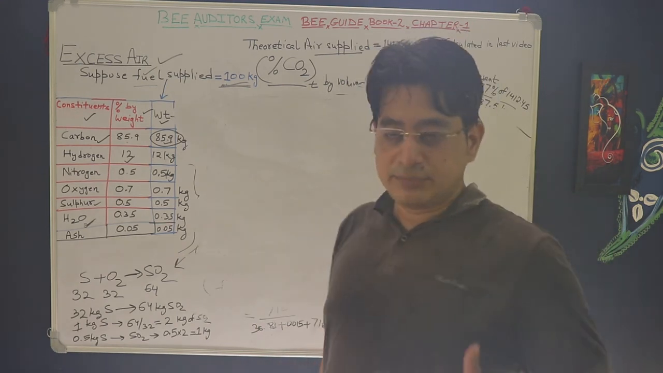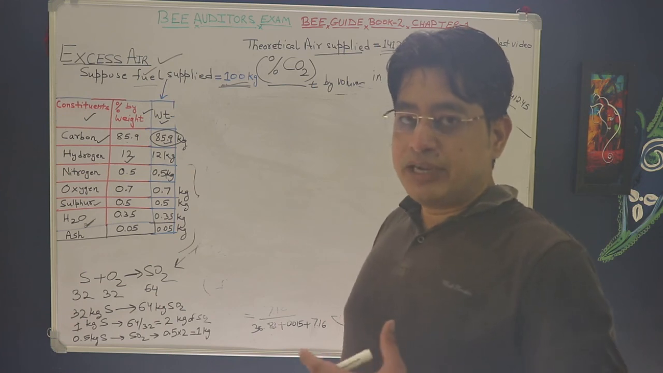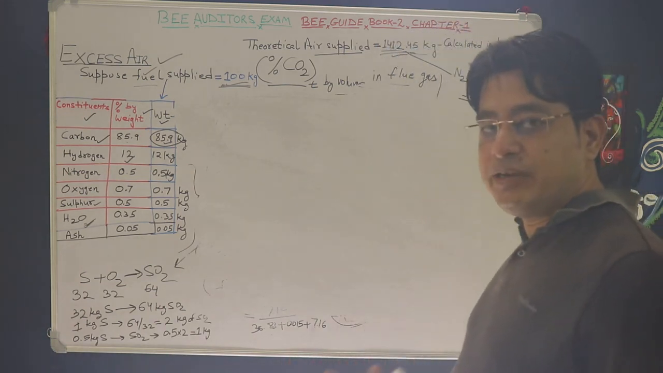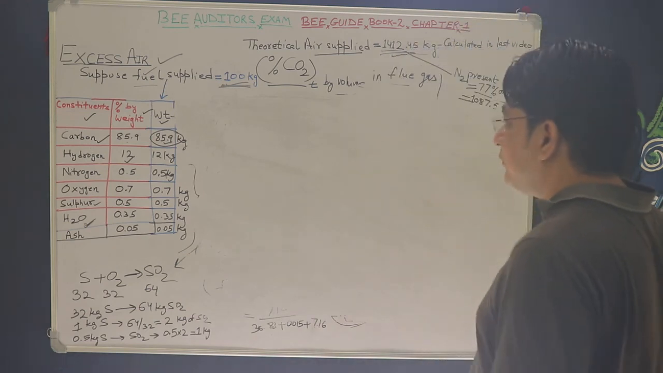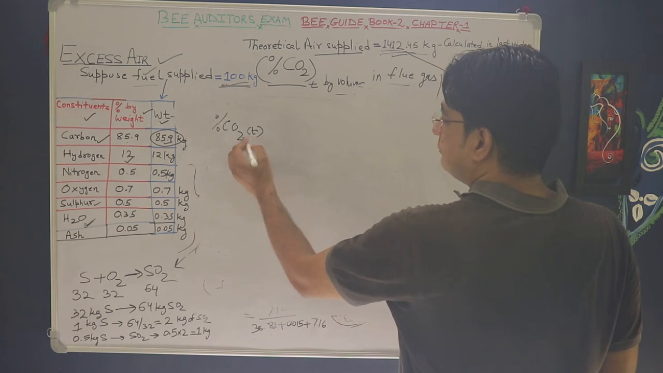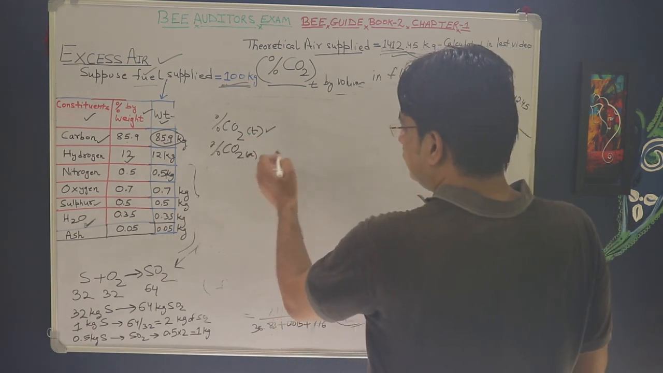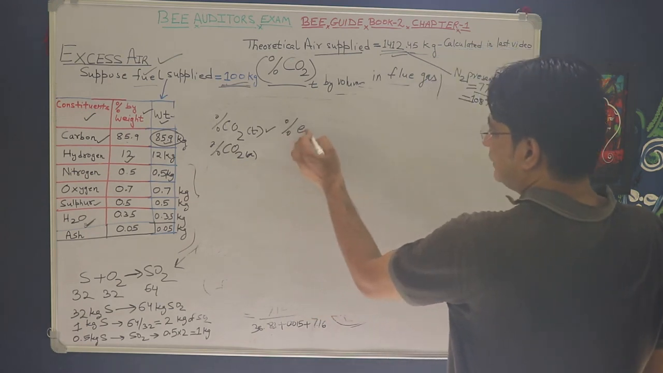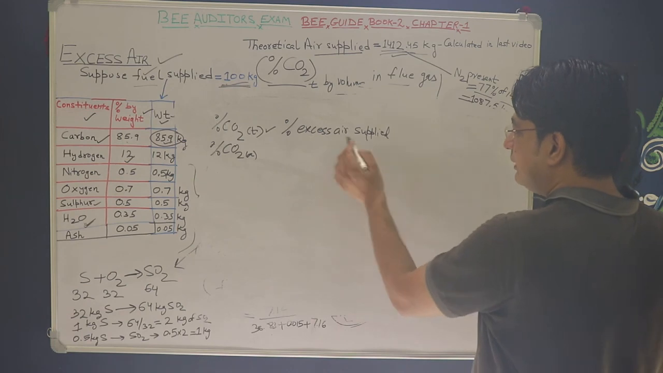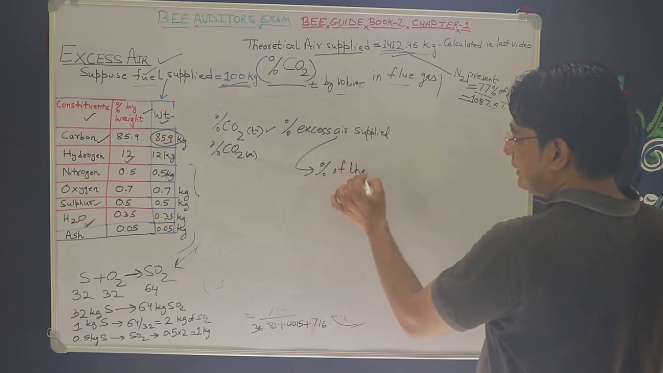Now friends, a few concepts are also important, and that will help you in understanding the question and solving the various numericals that are given in the book and in your previous year's question papers. So friends, once you have calculated the percentage CO2 theoretical and you have measured percentage CO2 actual, you can calculate the percentage excess air supplied. Now this percentage excess air supplied is a percentage of theoretical air.